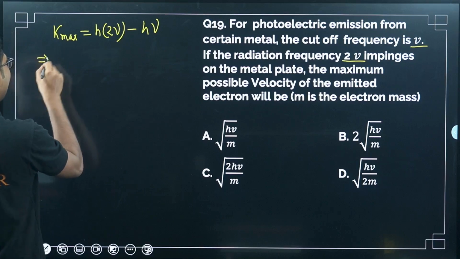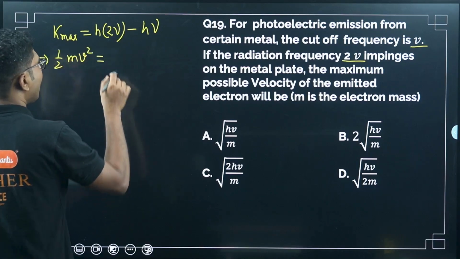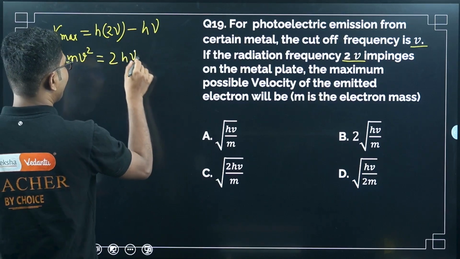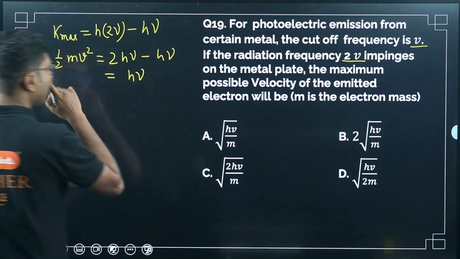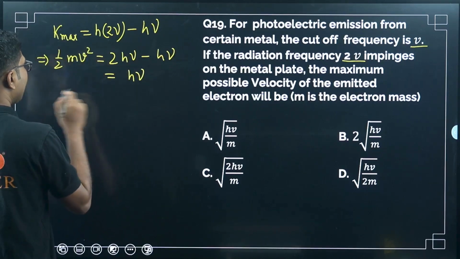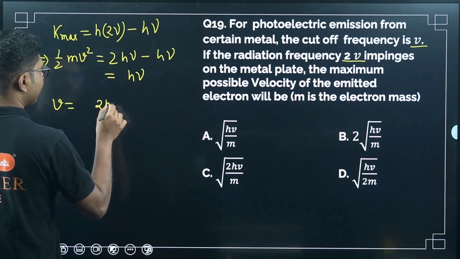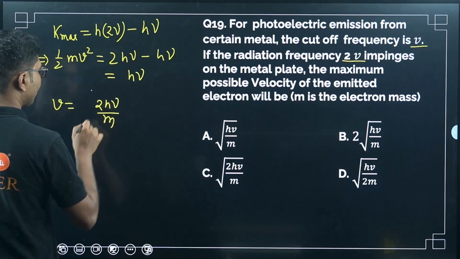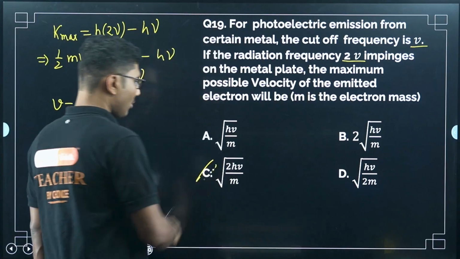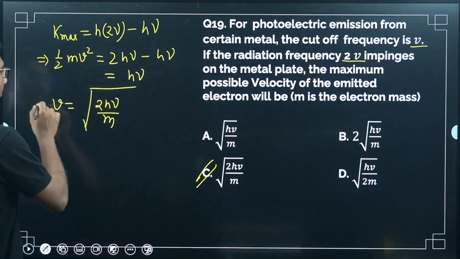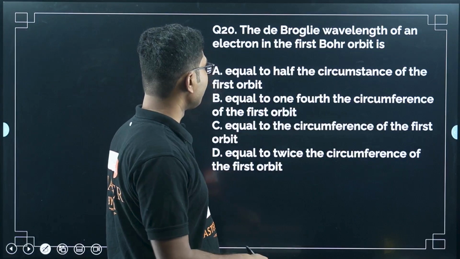Now K max is half mv square equals 2h nu minus h nu equals h nu, right? 2 minus 1 is 1, so V will be equal to the square root of 2h nu by m, right? So the square root of 2h nu by m. Simple question. I hope you have not had any trouble with solving this question.